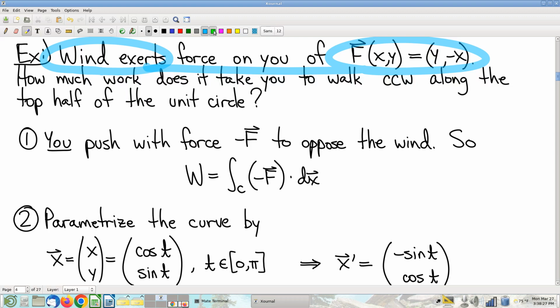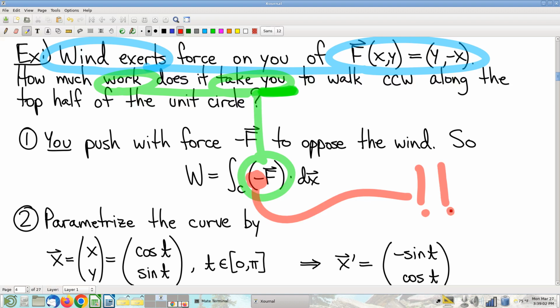We were asked to compute the amount of work that it takes you to perform as you walk resisting the wind. Right? So if the wind is blowing this way on you, you have to lean forward and push that way against the wind to keep from falling over. So the force that we need, the work that we're exerting, is the negative. It's the negative of the force that the wind is applying. Does that make sense to everybody?